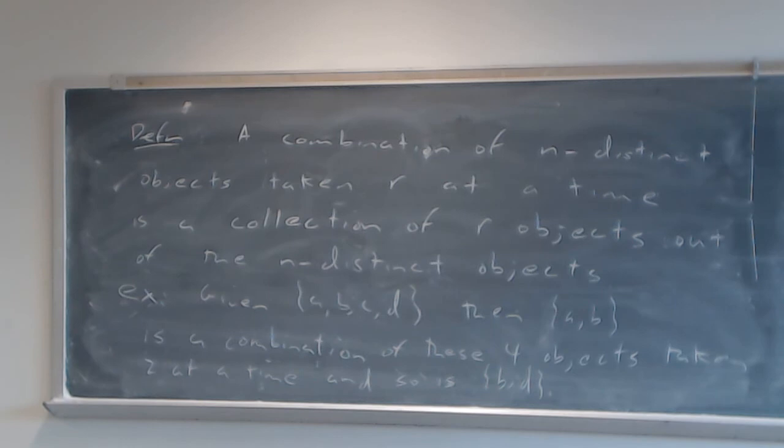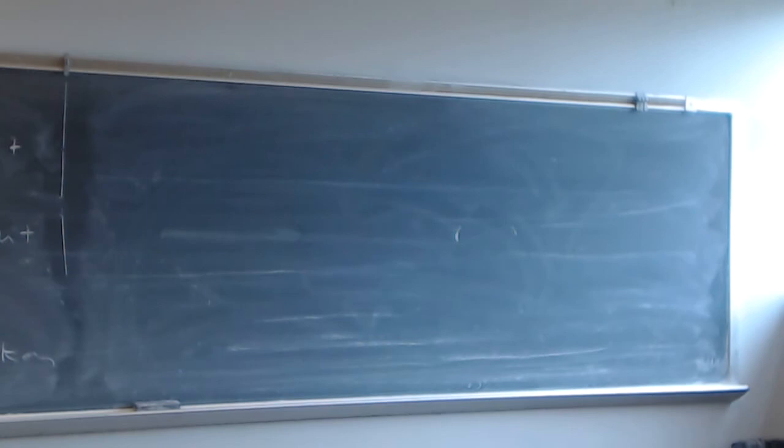So, when order is not distinguishing, we're looking at combinations, and we have a formula for the number of combinations of N indistinct objects taken R at a time. So let me list that as a fact.